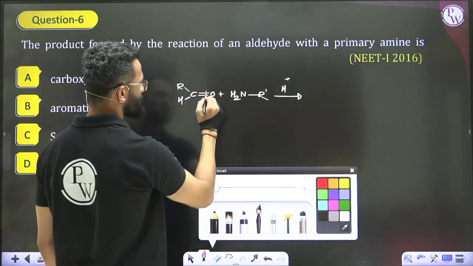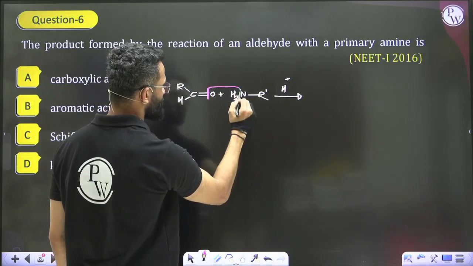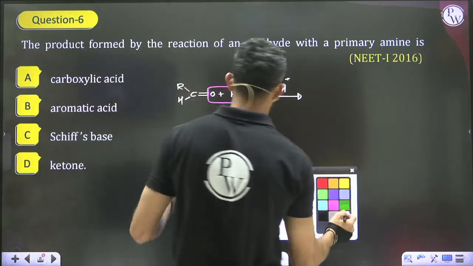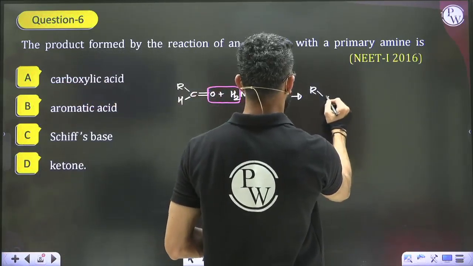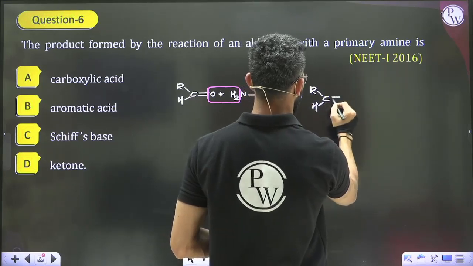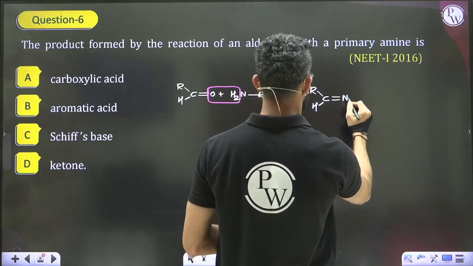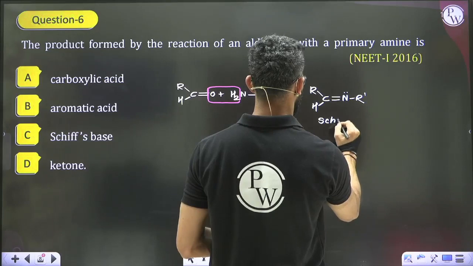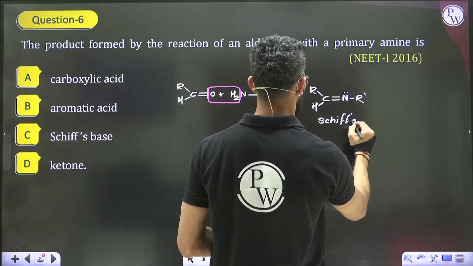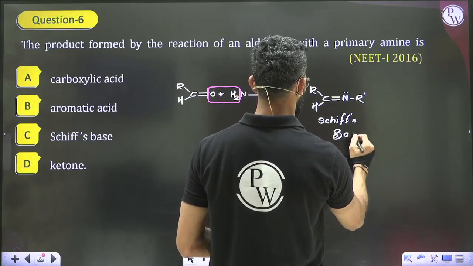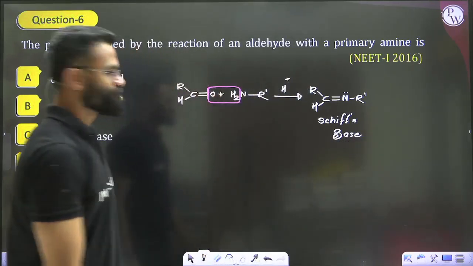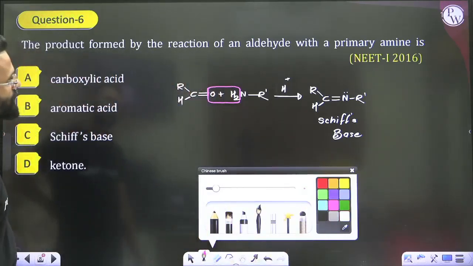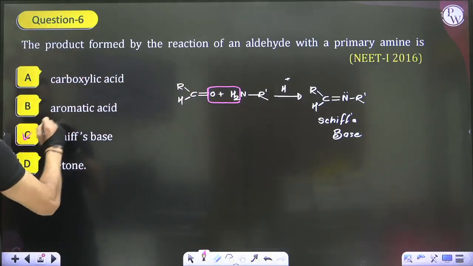So to write the product, we simply write it as carbonyl oxygen is condensed with the 2 hydrogen atoms of primary amine, and that's how this will result in the formation of RCH double bonded to NR', and this is what we call Schiff's base. So observe the options and see which fits well here. Product of reaction of aldehyde with the primary amine will result in the formation of Schiff's base.